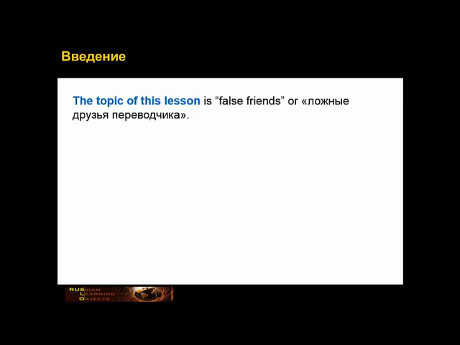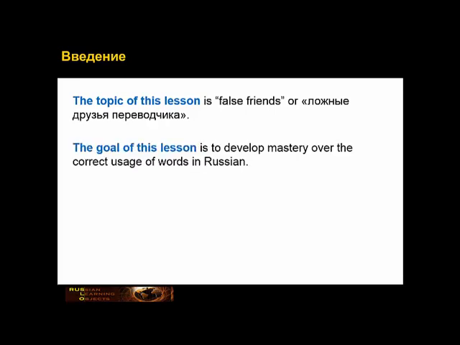I will introduce the concept of false friends so you will be aware of them as you continue your study of Russian. We will also go over a preliminary list of false friends to start looking out for now. The ultimate goal of this lesson is to develop mastery over the correct usage of words in Russian. This is in order to develop our communicative competence. Using words correctly and being understood correctly when we use them is to have achieved the goal of communicative competence.